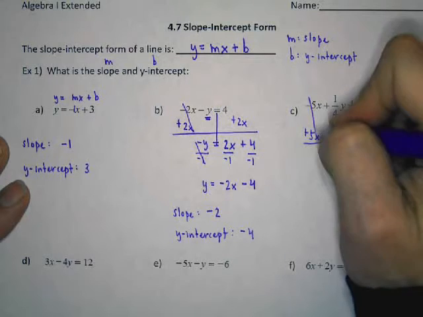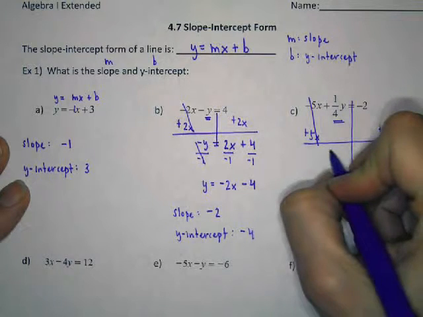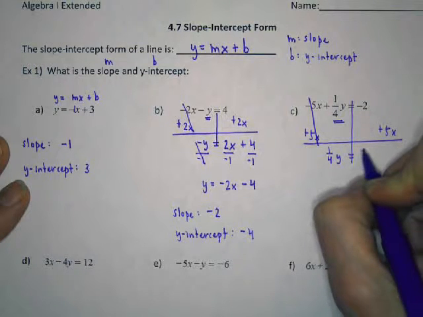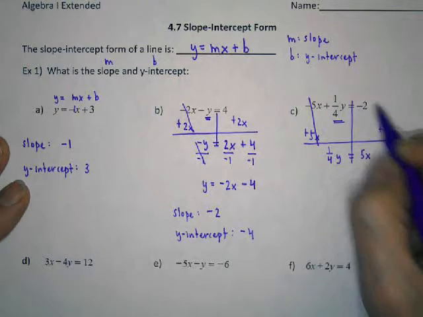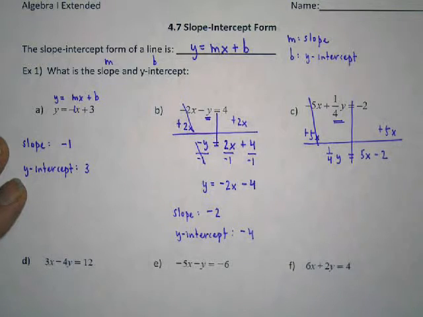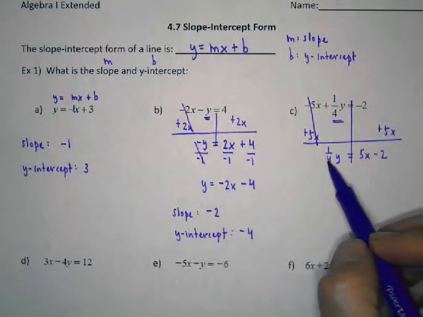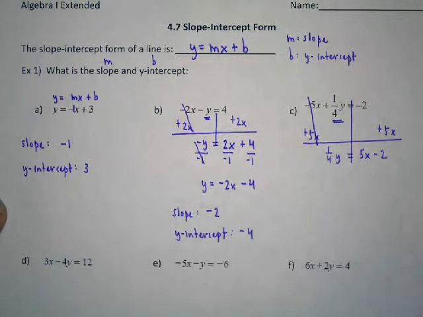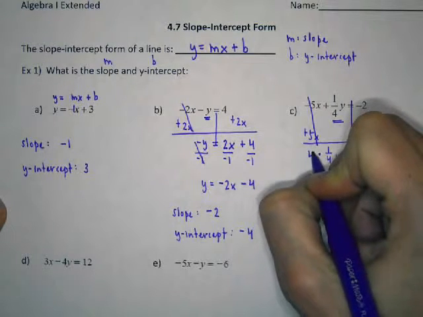These are going to cancel, and I need to bring down my 1/4 y. And that's equal to a positive 5x, this is a -2. So now, again, my y is on this side, but I still have this coefficient of 1/4. So to get rid of that, I'm going to multiply by 4.